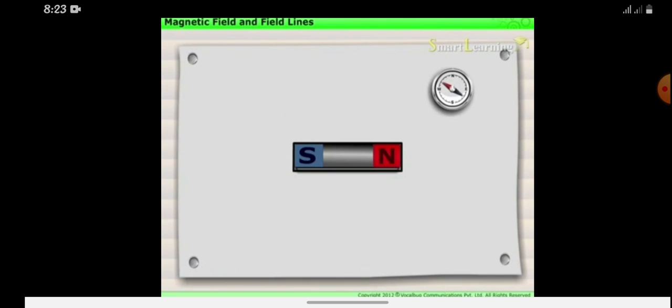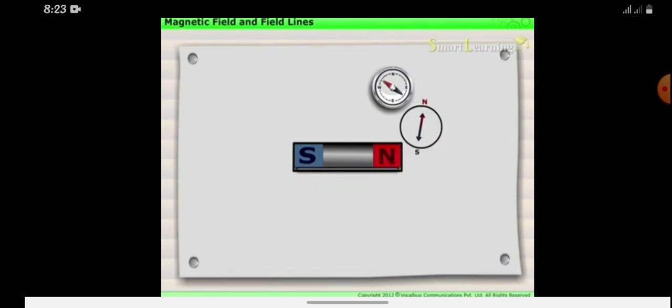Place the compass near the North Pole of the magnet. The South Pole of the needle points towards the North Pole of the magnet, and the North Pole of the compass is directed away from the North Pole of the magnet. Mark the positions of the two ends of the compass needle.